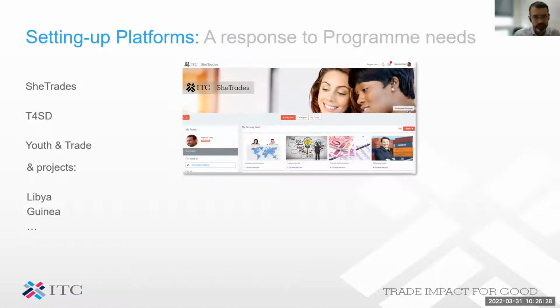Here is the landing page of the SheTrades platform. So I showed you now the SME Trade Academy, which is the ITC corporate platform. But this one is for the program called SheTrades. They have requests for specific courses from their partners. They have many private sector partners like UPS or Mary Kay.